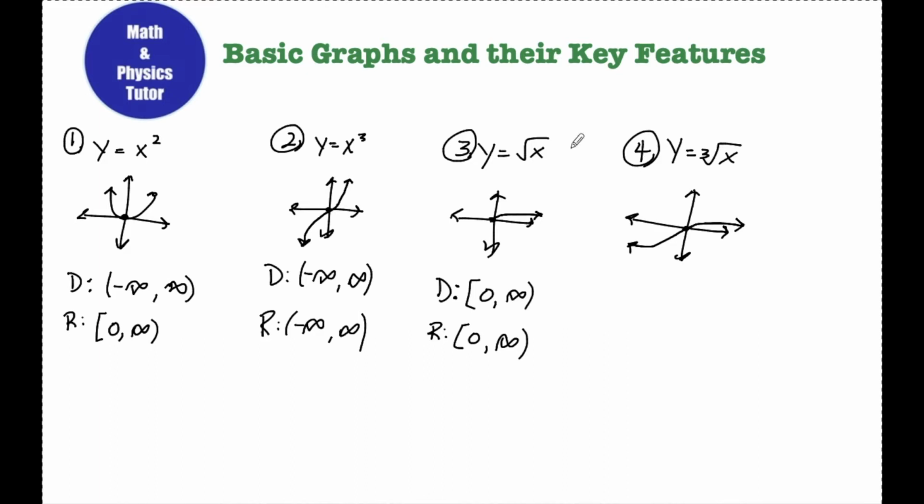The difference between the cube root and the square root is that with the cube root, I can take the cube root of a negative number and get out a negative number. So my domain and my range are not restricted like they are in a square root graph. My domain for a cube root graph is negative infinity to positive infinity, and my range is negative infinity to positive infinity.